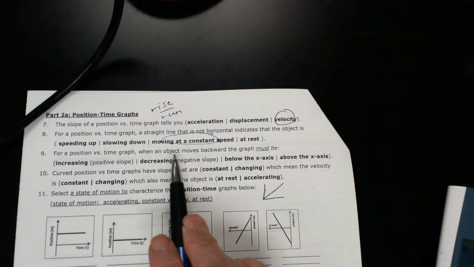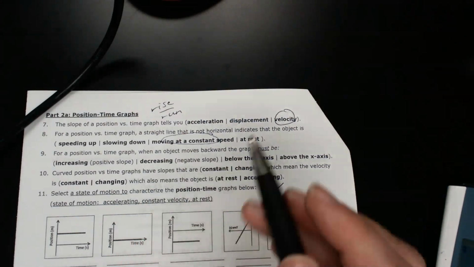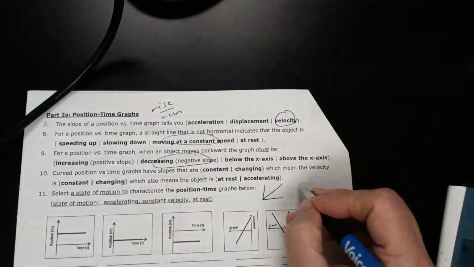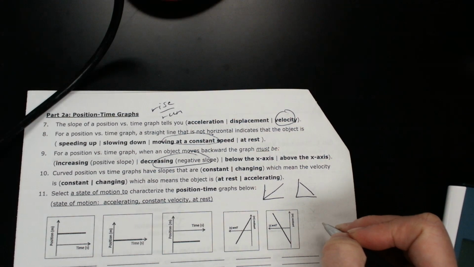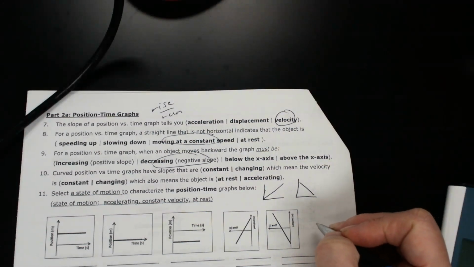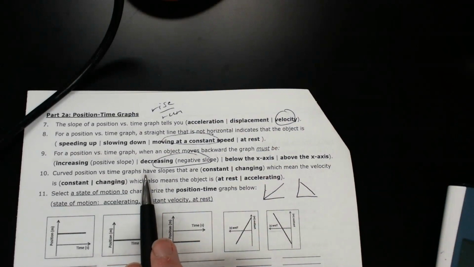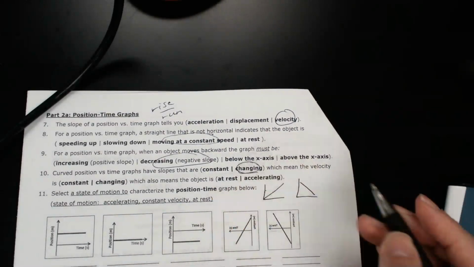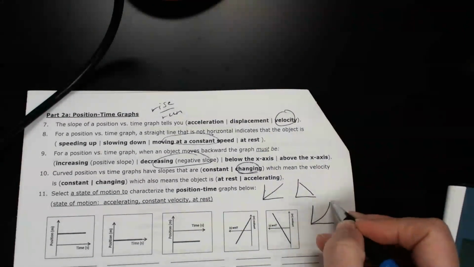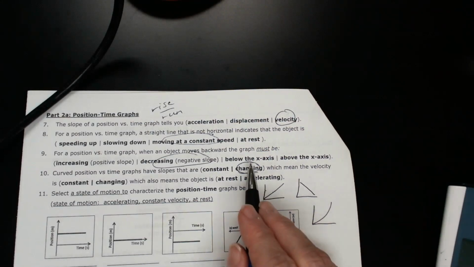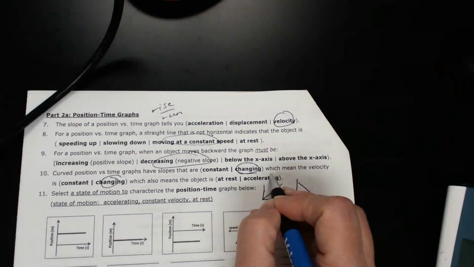If an object moves backward for a position versus time graph, then I'm going to have a decreasing or a negative slope. Okay, so I'm going to have a slope that looks like this if I'm moving backwards because that means I'm going in a negative direction. A curve position versus time graph has a slope that's changing. So if I have a graph like this with a curve, okay, that's not a constant rise over run anymore. That means my velocity is changing, which means that I am accelerating, okay?